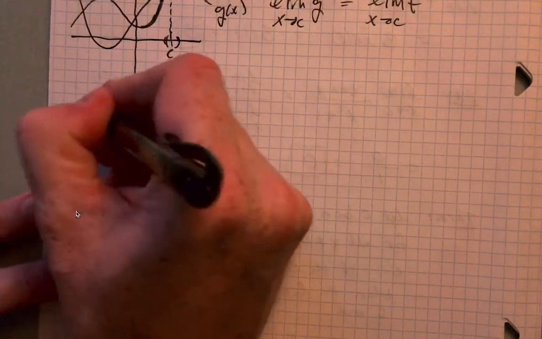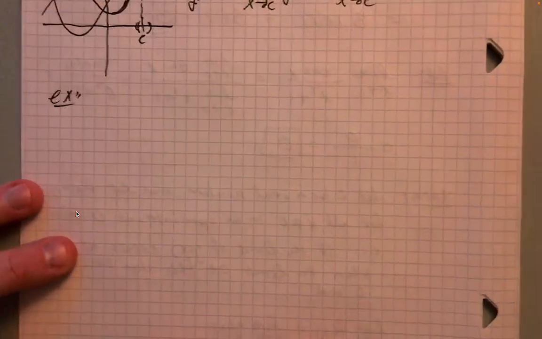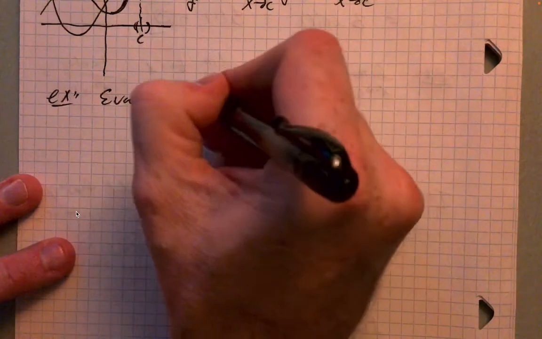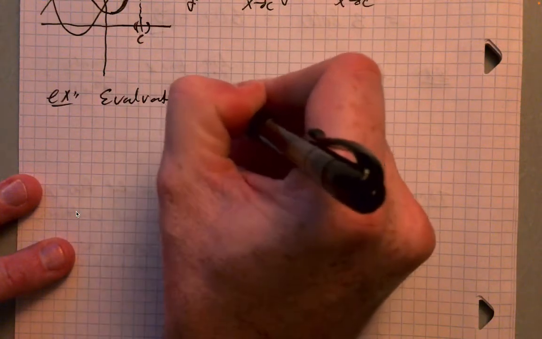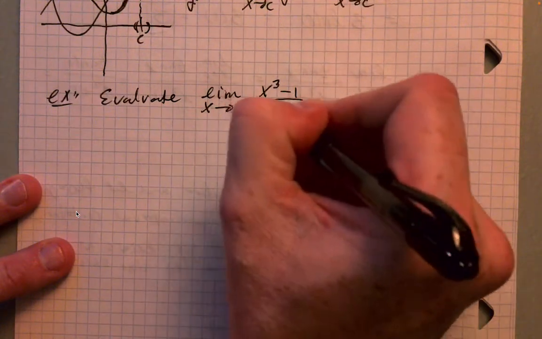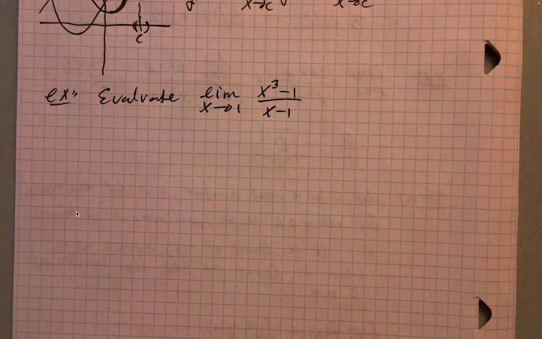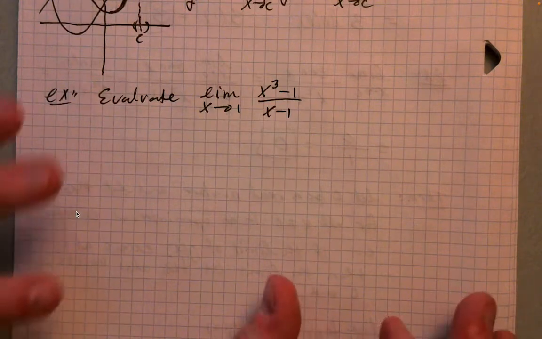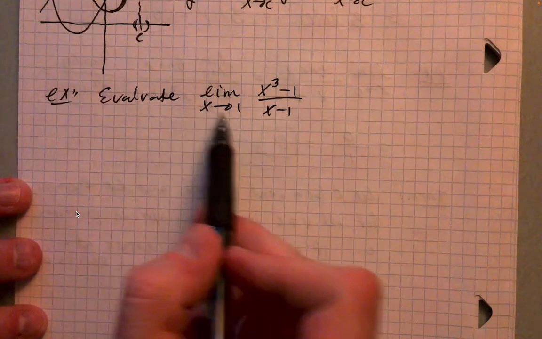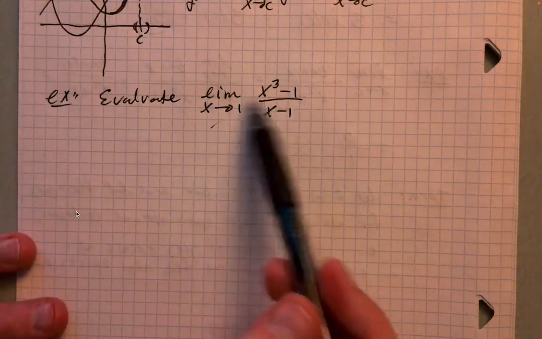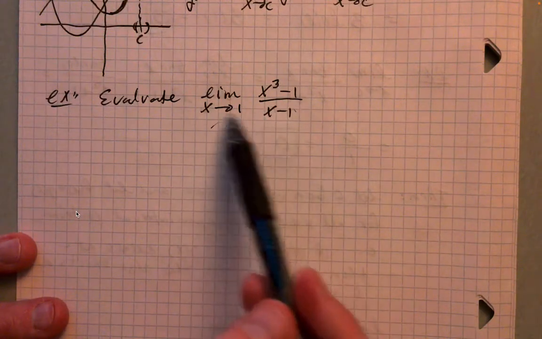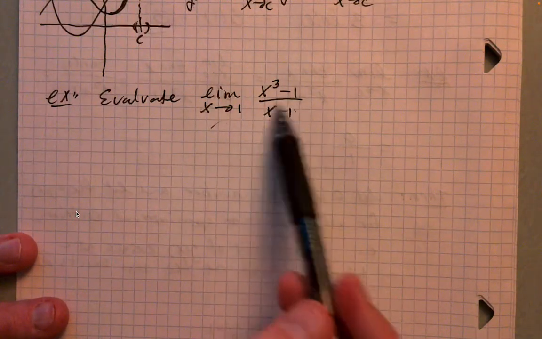Let's evaluate the limit as x approaches 1 of x cubed minus 1 over x minus 1. Let's tear this apart a little bit. The problem is that we can't just straight evaluate this, because this is a polynomial. Sure, you should just be able to plug in 1, but you can't divide by 0.